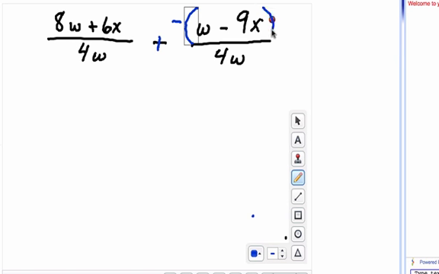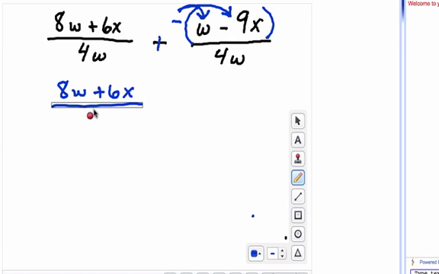So I like to put that in parentheses. And so you're basically distributing that negative into both of these terms, so into both terms in the numerator of this fraction. So the first fraction stays the same, 8w plus 6x over 4w. And that's going to give you plus a negative w plus 9x. And that's because a negative times a negative is going to give you a positive.